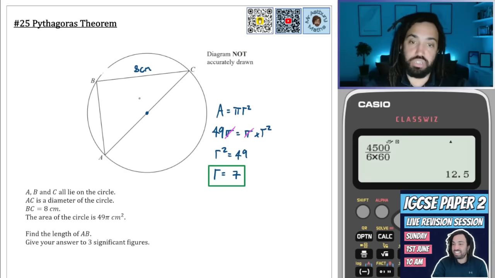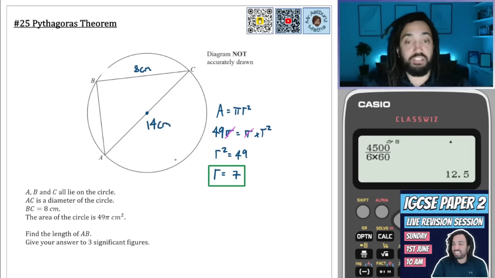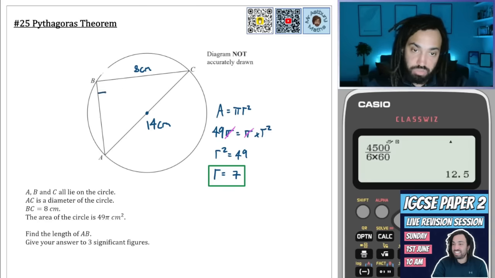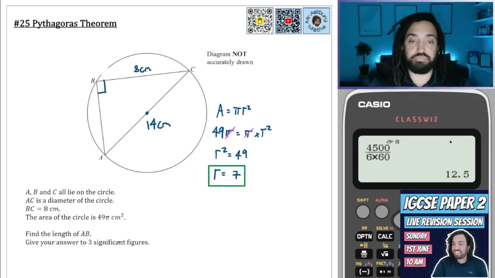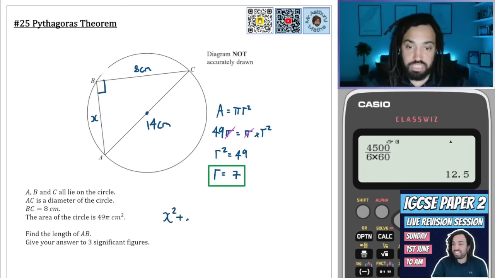So that means the diameter is equal to 14 centimetres all the way across. And because it goes through the centre and we've got a triangle on top of a diameter, there's always going to be a right angle in this triangle, right there. So we're going to use Pythagoras. We say AB, which I'll call x, is what we're trying to find. x squared plus the other short side squared will equal the long side squared, the hypotenuse squared. So x squared will be 14 squared minus 8 squared.